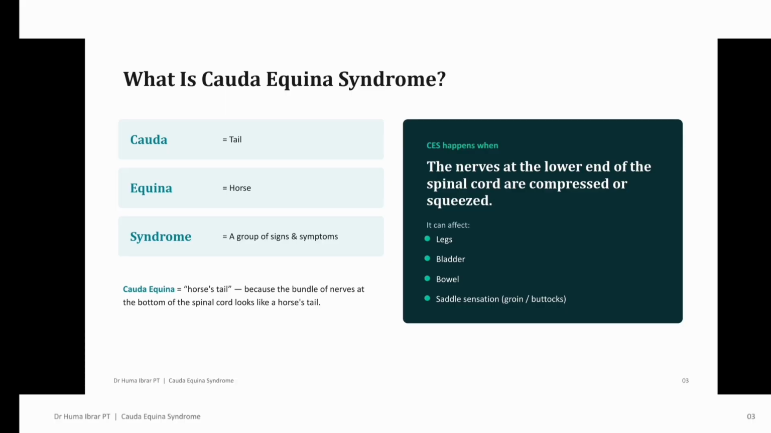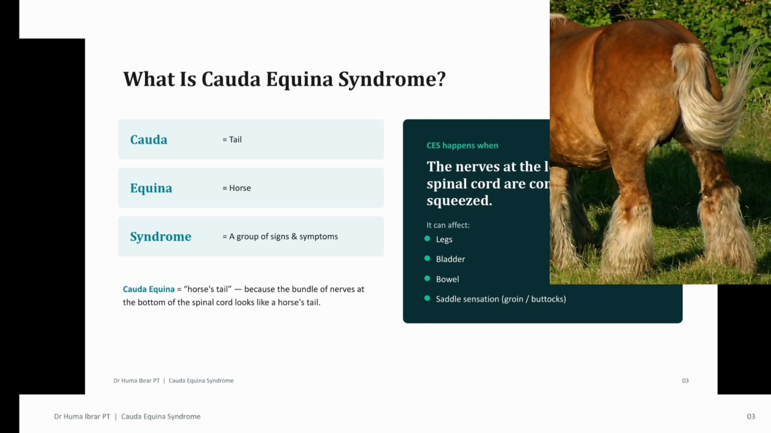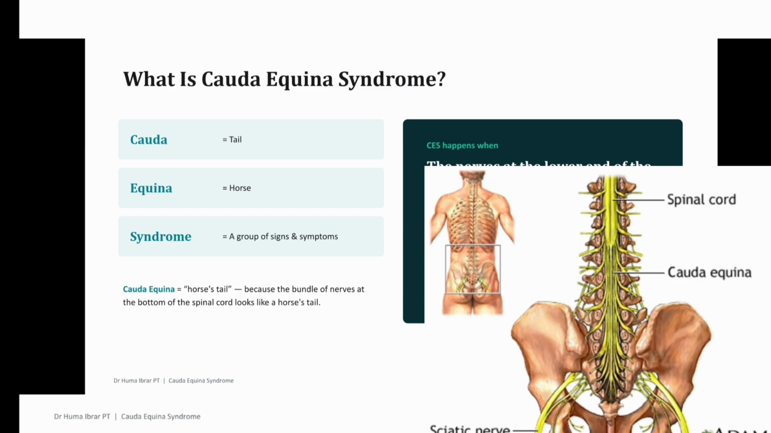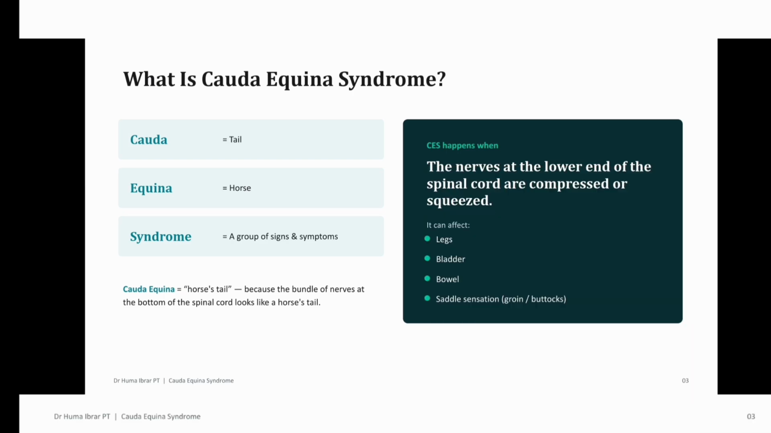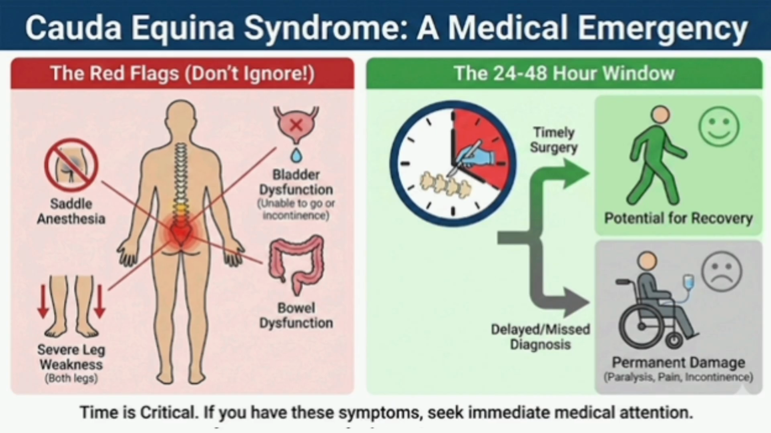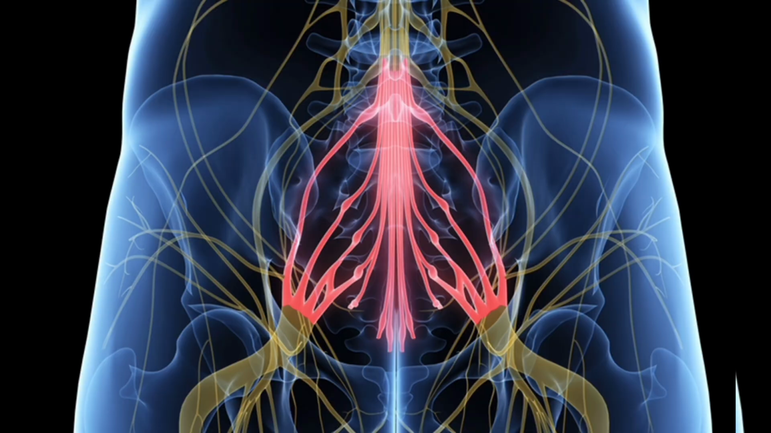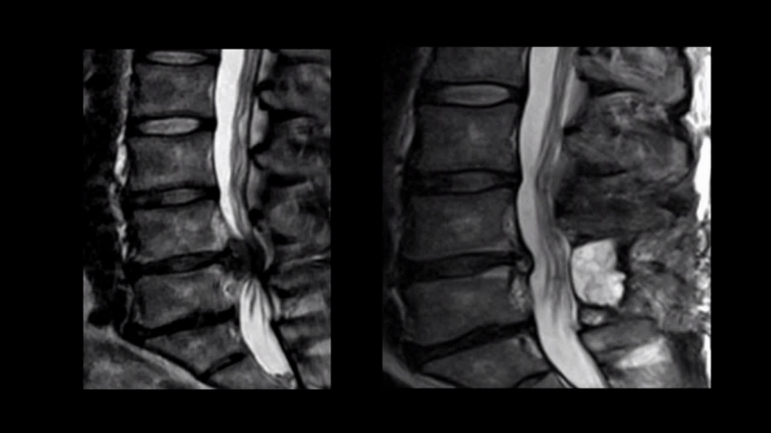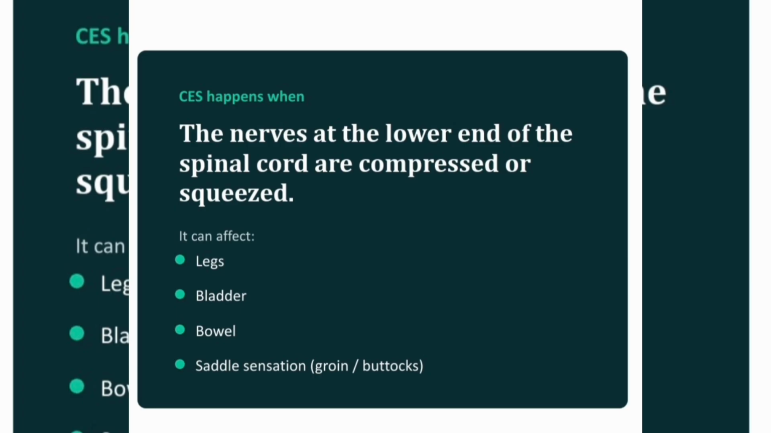First, let's talk about the term Cauda Equina Syndrome. It is a Latin word, Cauda Equina. Cauda means tail, equina means horse. So Cauda Equina means horse tail, because the nerves at the bottom of the spinal cord look like a horse tail. And syndrome means a group of signs and symptoms. So what does Cauda Equina Syndrome mean? Cauda Equina Syndrome happens when the nerves at the lower end of the spinal cord are compressed, squeezed. It can affect the legs, bladder, bowel, and sensations around the groin or the buttock area.